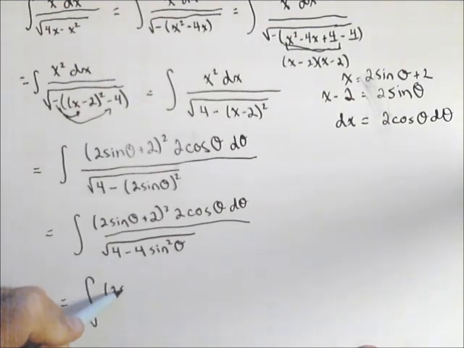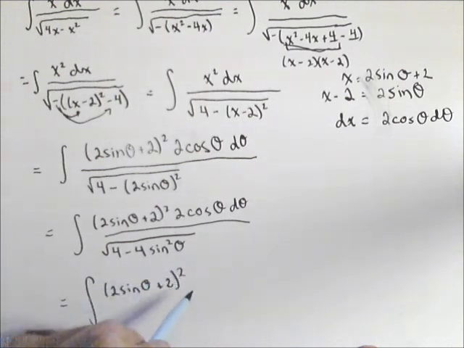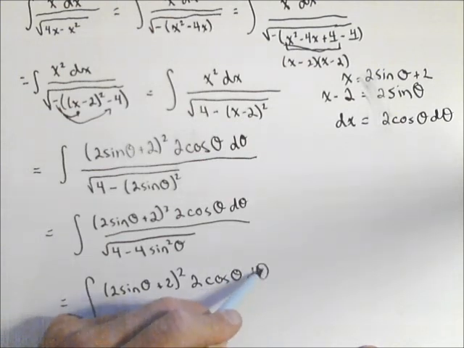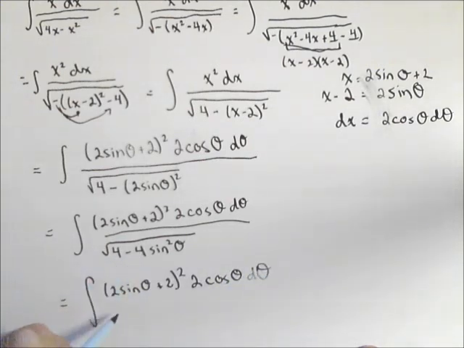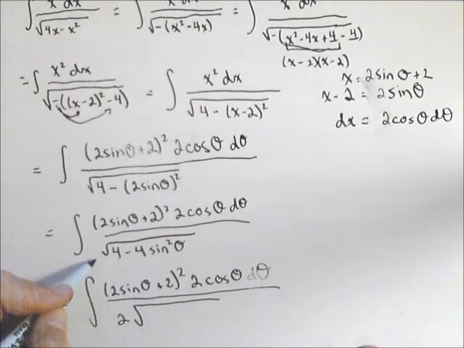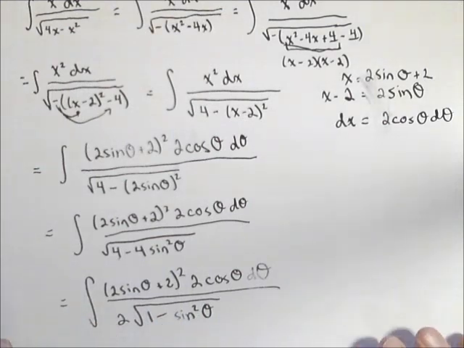So we have 2 sine theta plus 2 squared, 2 cosine theta d theta. I'm going to pull the 4 out of the radical, so I'm going to end up with 2 times the square root, because pulling the 4 out of a radical we take its square root, of 1 minus sine squared theta. And now you can start to see the value of our trig sub.